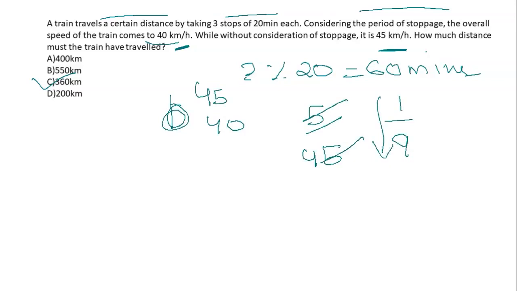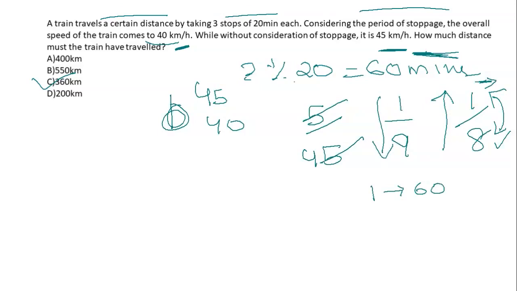Then the time taken would be increased by what? 1/8. With the speed reduced, the time increases. What they have said is 3 into 20, which is nothing but 60 minutes. So 60 minutes is increased, that is one part is increased. So one part is 60 minutes now.